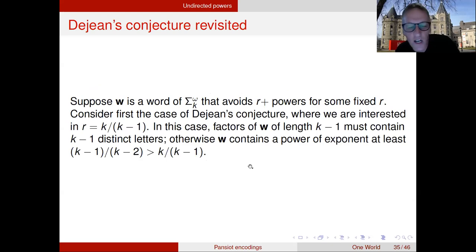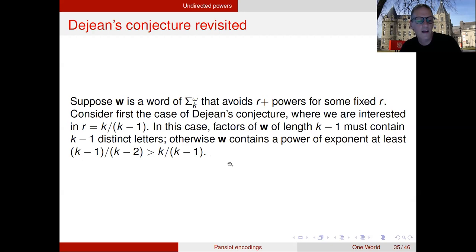I sort of zipped over part of this rather quickly. Suppose W is an infinite word on the k-letter alphabet that avoids R plus powers for some fixed R. Consider the case in Dejean's conjecture where R is k/(k-1). If I want to avoid powers greater than R, factors of length k-1 must contain k-1 distinct letters. Otherwise, there will be a word of length at most k-1 which begins and ends with the same letter. This will give us an exponent of at least (k-1)/(k-2), which is greater than k/(k-1). So factors of length k-1 have to have k-1 distinct letters.